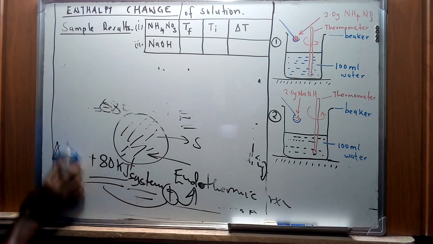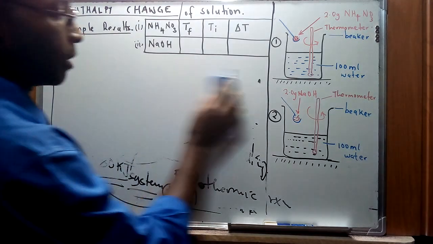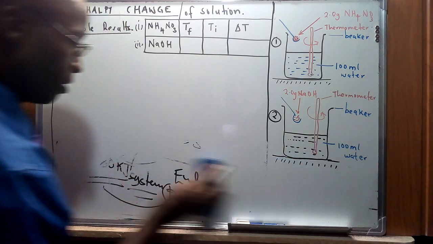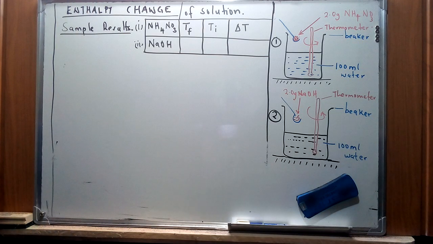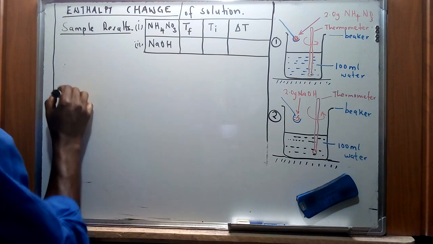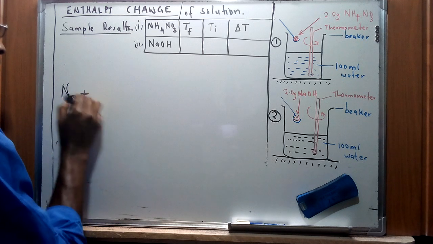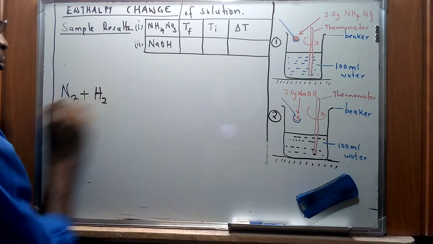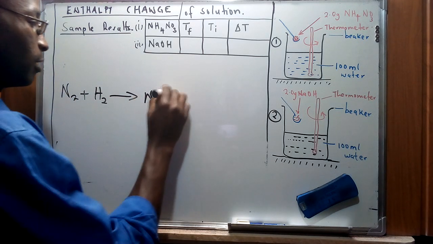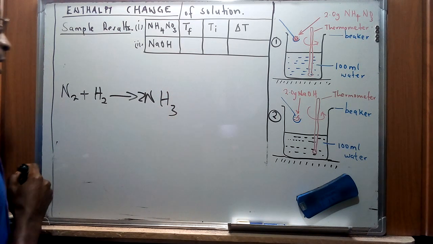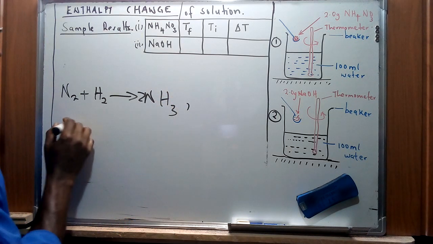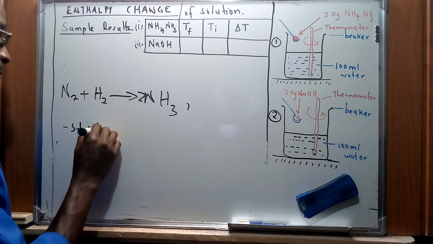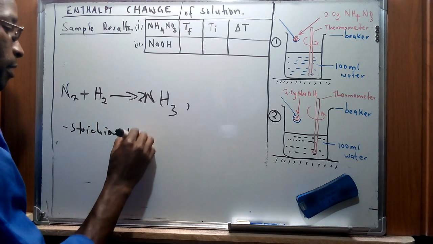Lastly, I'm going to give one illustration of a thermochemical equation showing enthalpy change. We said that if we have two elements, like the two diatomic gases which react to form ammonia, we should ensure that the equation is stoichiometric in the first place.